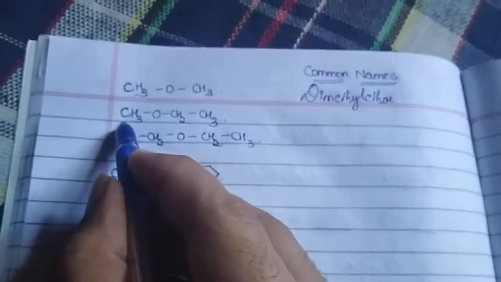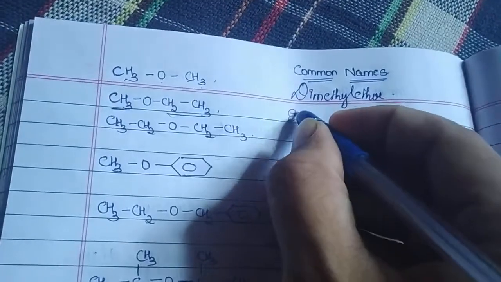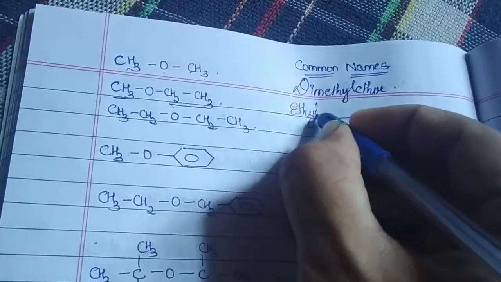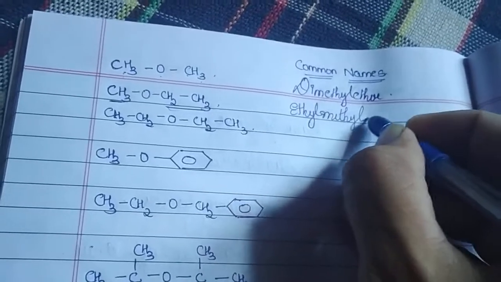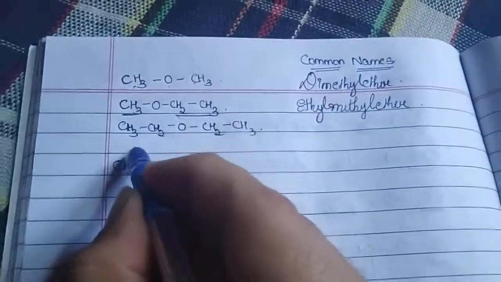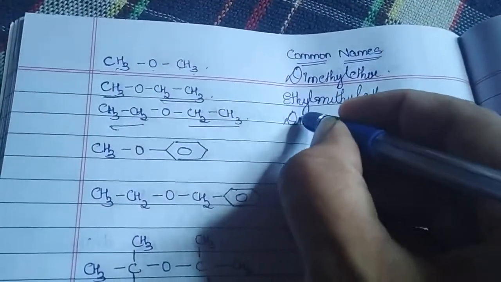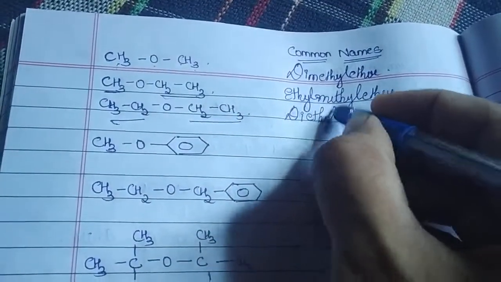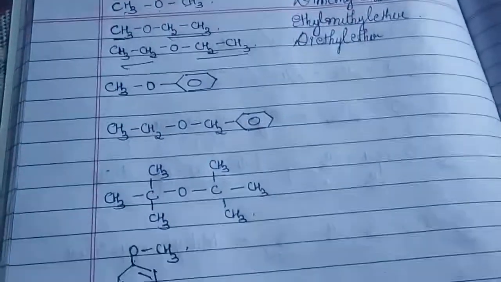Here is your methyl, here is your ethyl. As I said, you have to arrange in alphabetical order. So ethyl, then comes methyl, then ether. Yes or no? What about this one? C2H5, C2H5. So it will be diethyl ether. Okay, this we have seen in my earlier examples also.